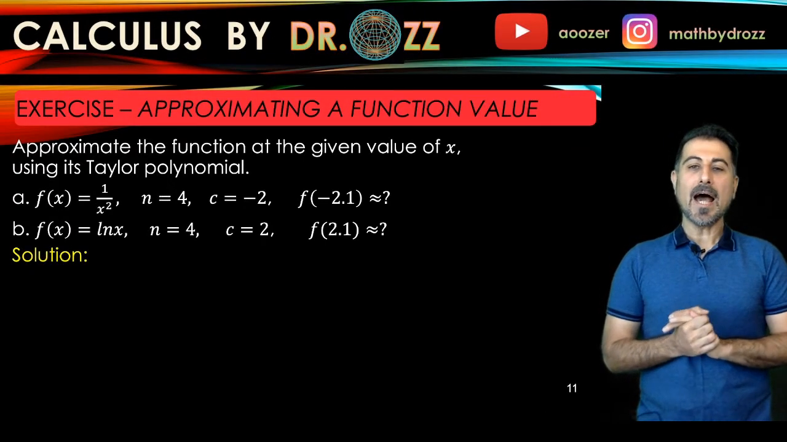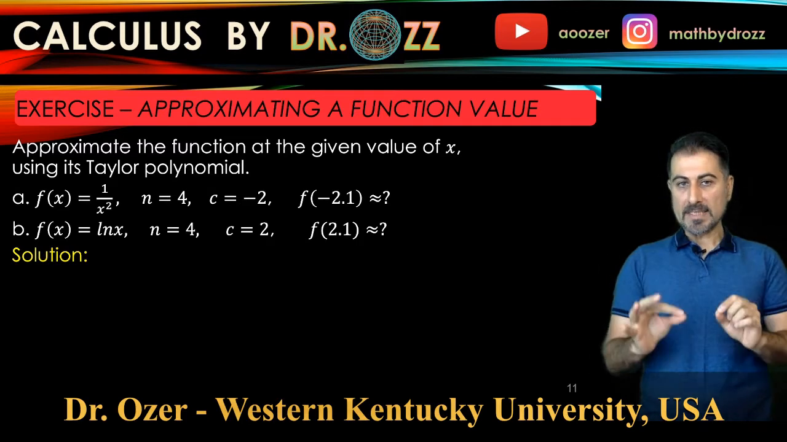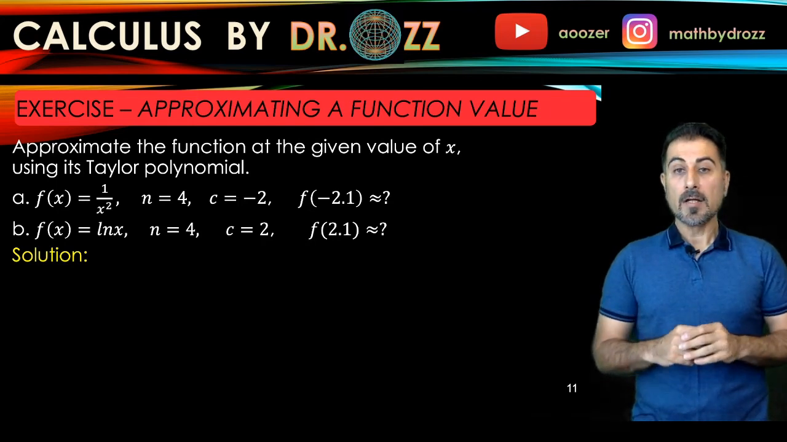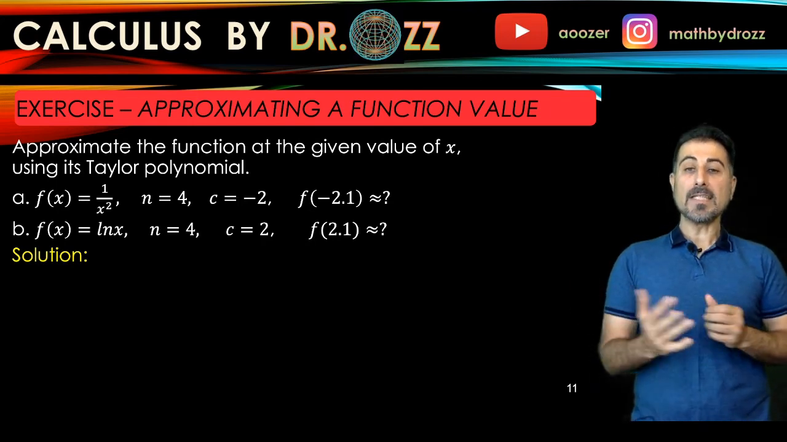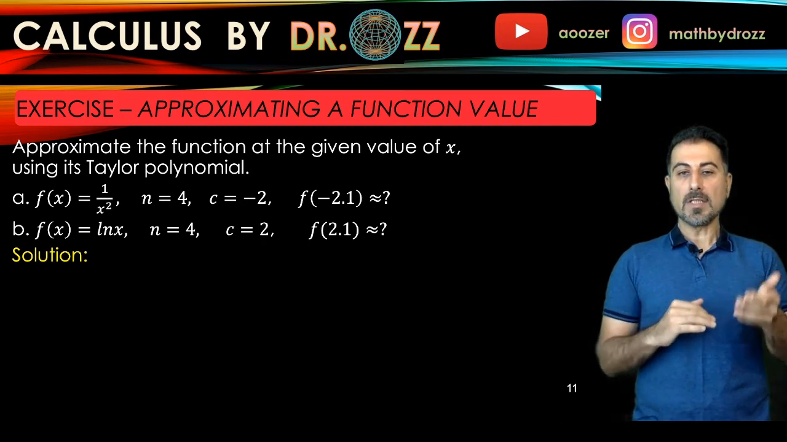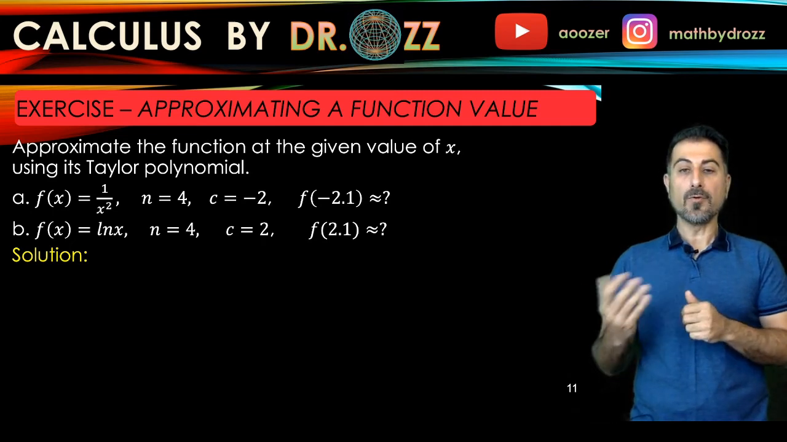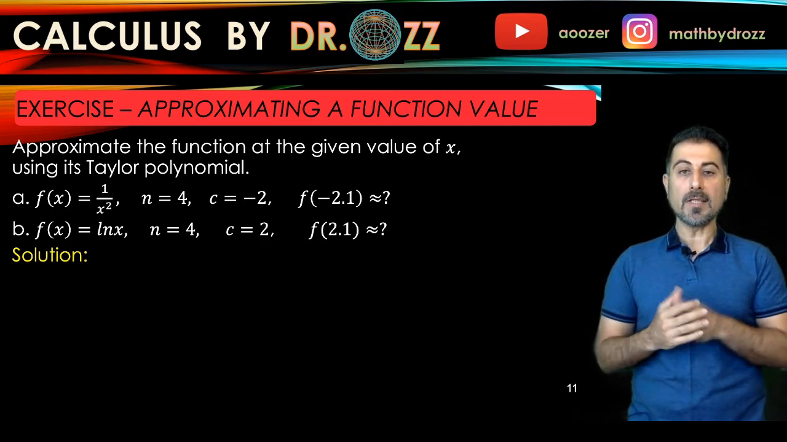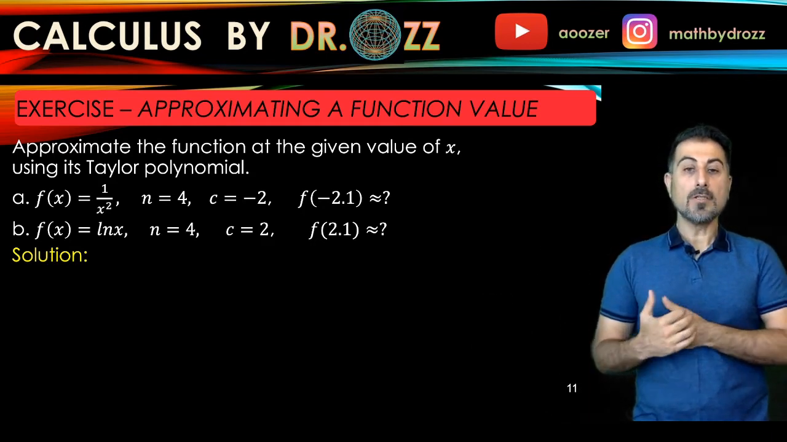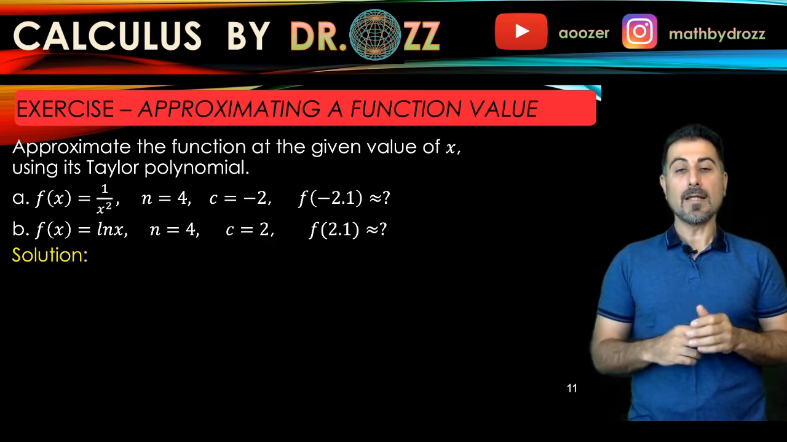Oz. Today we're going to go over two exercises where we are going to approximate a function value without using a calculator. Okay, so what are those functions? In the first case scenario, we have 1 over x squared and n equals 4 and c equals -2. So we're going to use a Taylor polynomial, the fourth Taylor polynomial with the given c value -2 for the function 1 over x squared to estimate the value of 1 over x squared at -2.1.